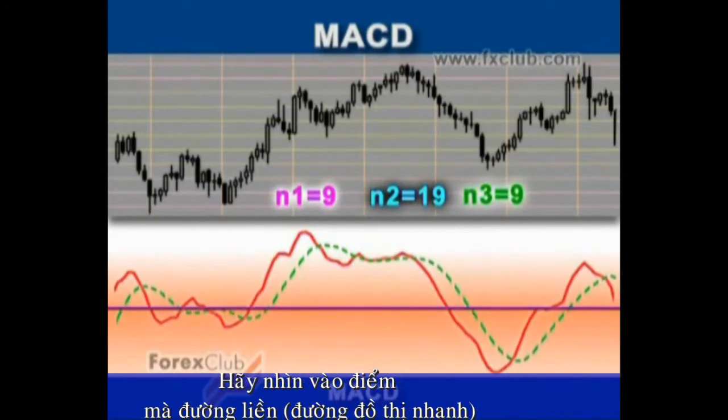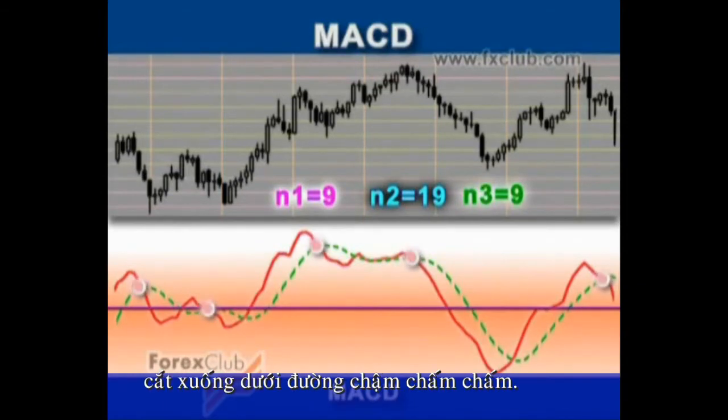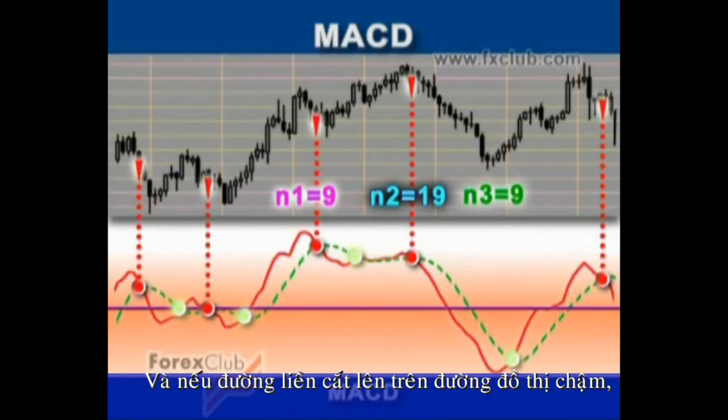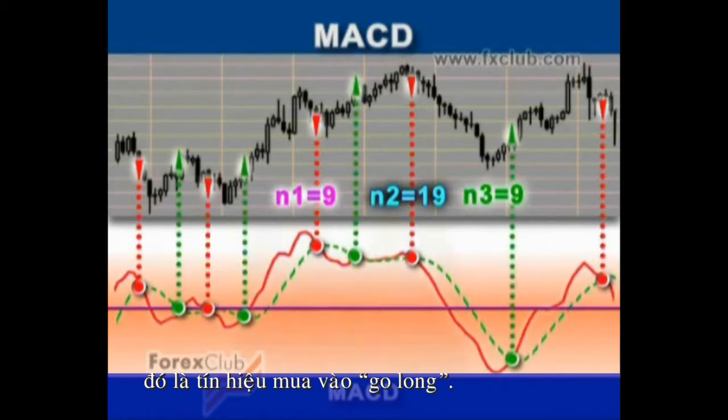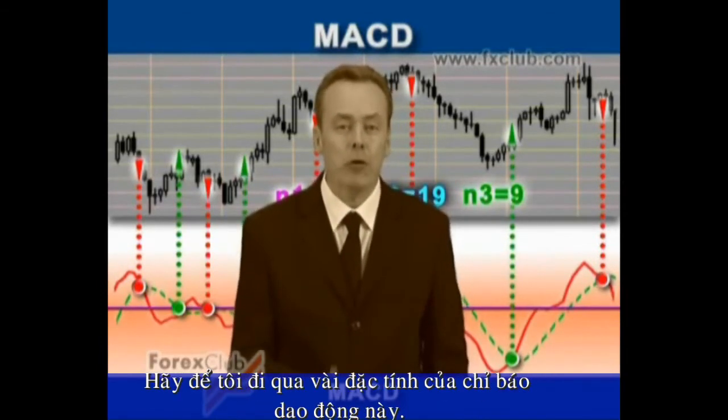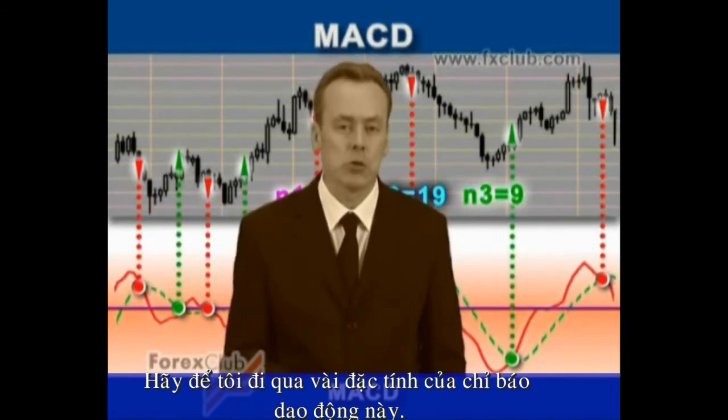Look at the points where the solid fast line crosses below the slow dotted line. That's a sell signal. And if it crosses above the slow line, it's a signal to go long. But before we examine the trading signals of MACD, let me run through some of the properties of this oscillator.